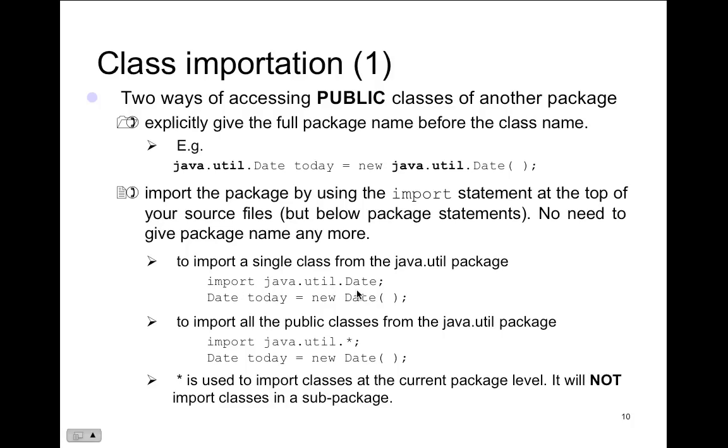You're never going to really see that. You're going to see java.util.* (asterisk), meaning everything: give me everything from the util package. But here we just want to do Date.